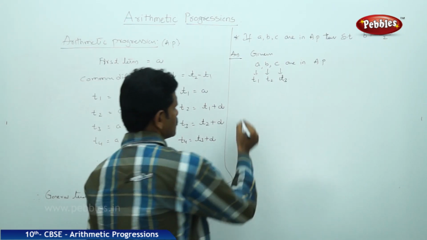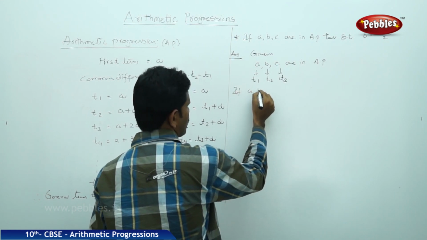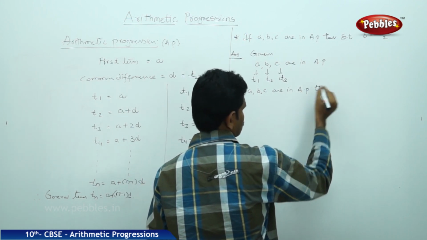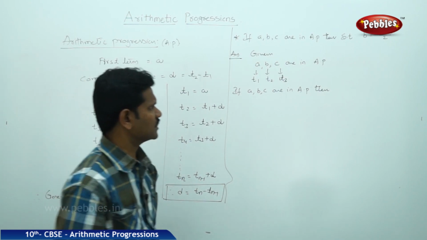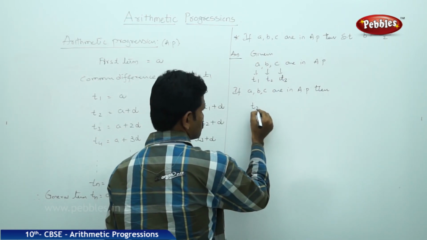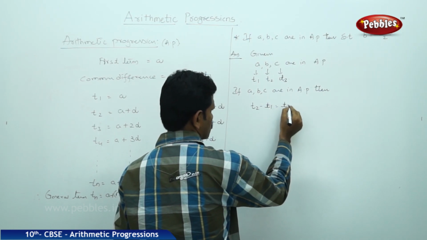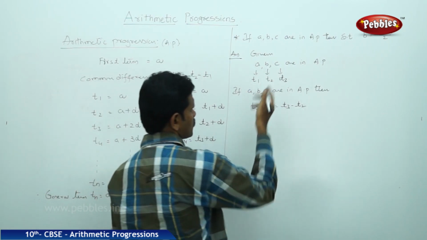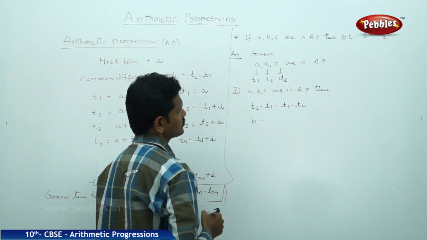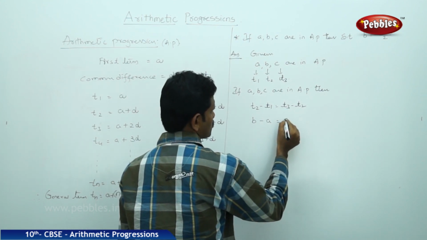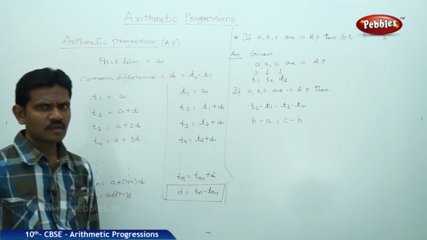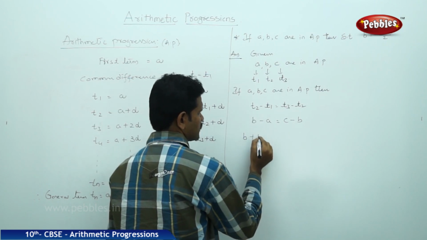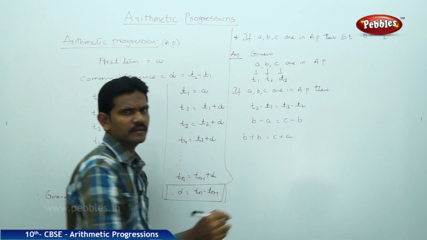We know one condition: if A, B, C are in AP, then T2 minus T1 is equal to T3 minus T2. This is the condition. Substituting above, T2 is B, so B minus T1 which is A, and T3 is nothing but C minus B. Now grouping, B minus B, bring this side, plus B is equal to C plus A.